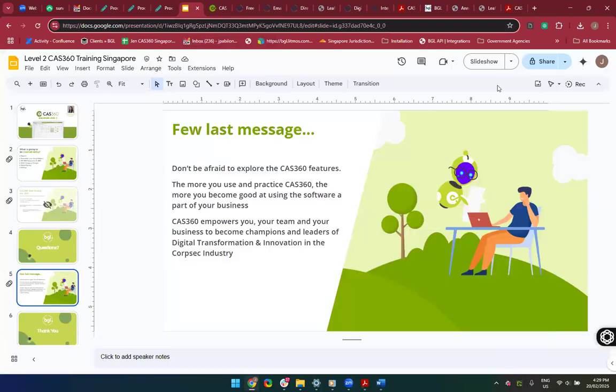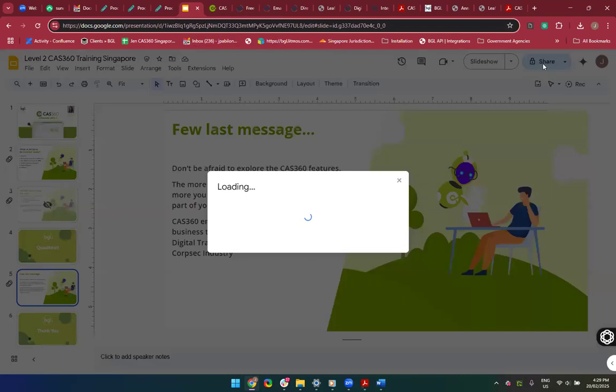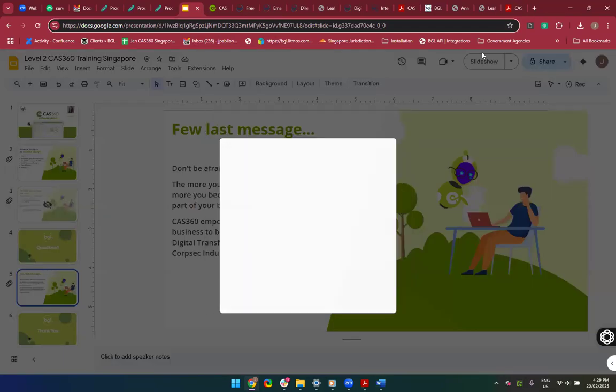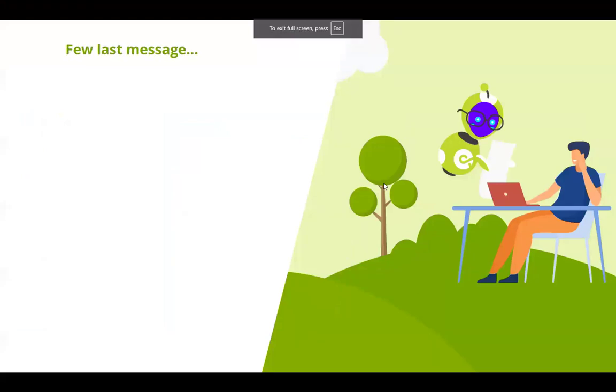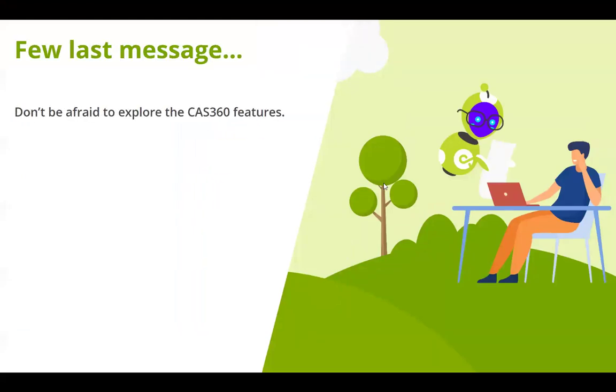Now, just a very quick summary. I just want to share some last parting messages before we end this session. Don't be afraid to explore the CAS 360 features. Over the past couple of days, we've gone through quite a range of features in CAS 360, from managing your data and preparing documents, to preparing your AGM documents, or even doing multiple company changes. So there's a lot of features that you can use.